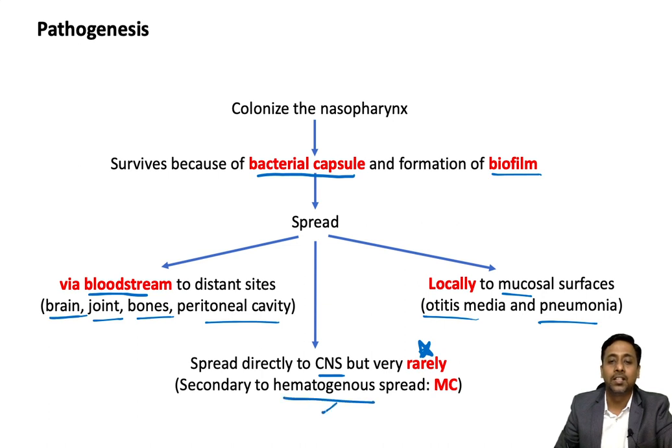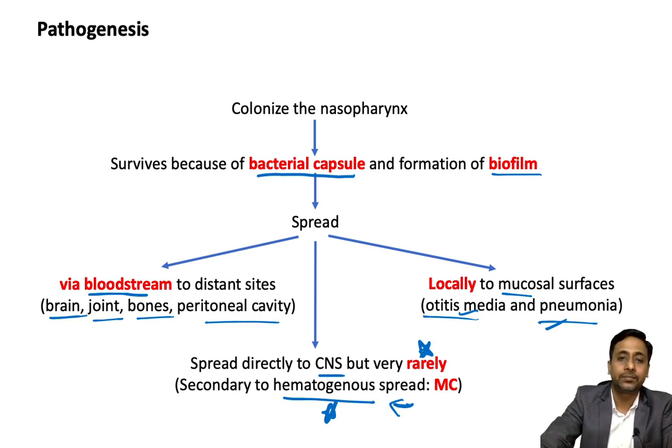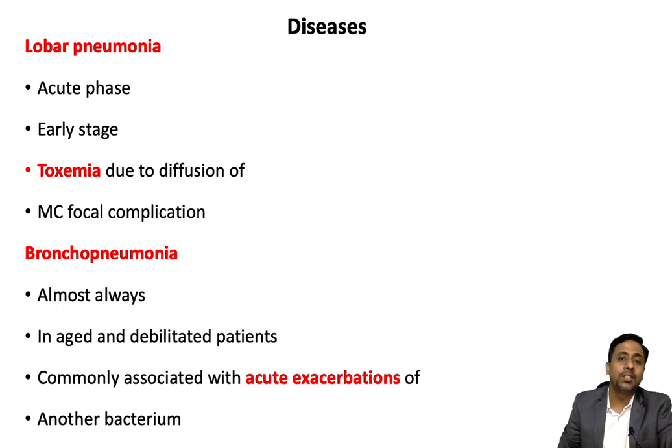Okay, so remember, this pneumococcal meningitis is usually secondary to a primary infection such as pneumonia or otitis media, because from these sites it will spread hematogenously to reach the meninges causing meningitis. Okay, so remember, this meningitis is usually secondary. So what are the diseases caused by pneumococcus?